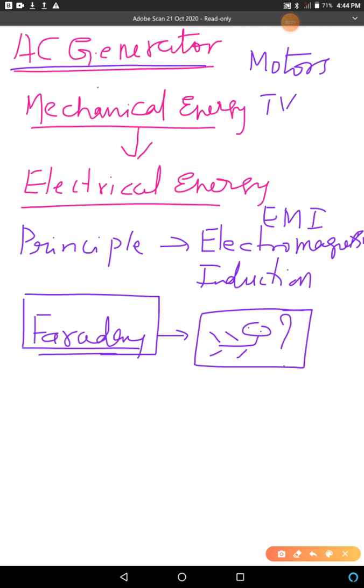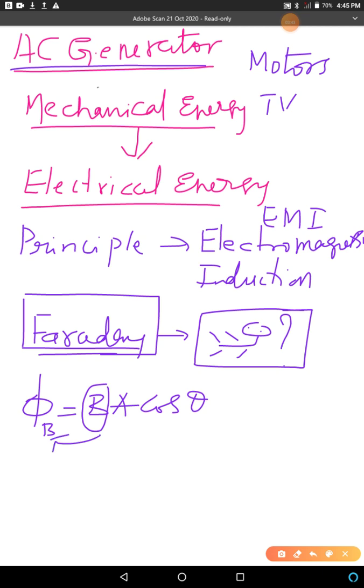induction. We know the magnetic flux, phi B, is equal to BA cos theta. This is the expression for magnetic flux. That means we can change the magnetic flux by changing the magnetic field strength. By changing B, we can change the magnetic flux.